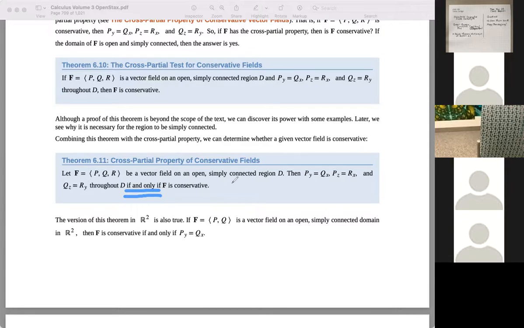Okay, so the consequence for you is I want you to be very careful. If someone asks you if a field is conservative, you can't just check the cross partials and say, cross partials are equal, it's conservative. No, you also have to demonstrate that you're living on an open and simply connected region. It's not hard to recognize, but you have to look out for those cases where you might have a hole in the region, or you might have a singularity, such as a single point where the field is not defined. Okay, good. So that's where we are.